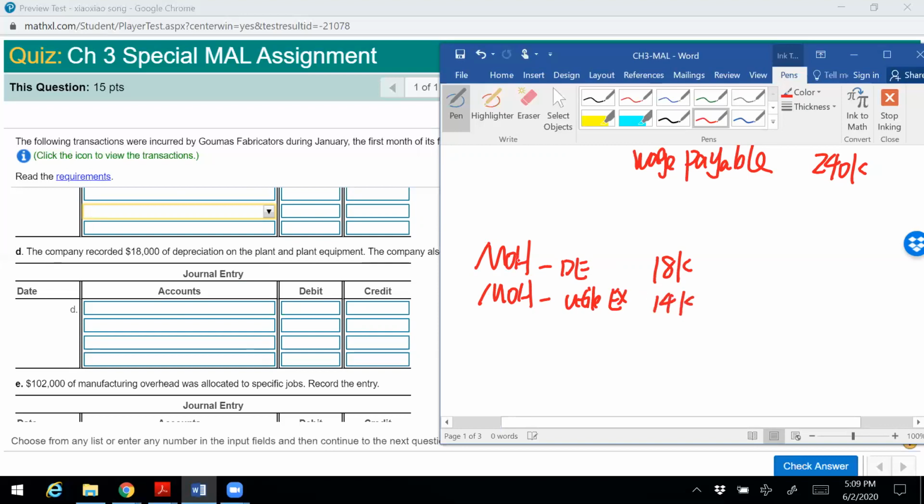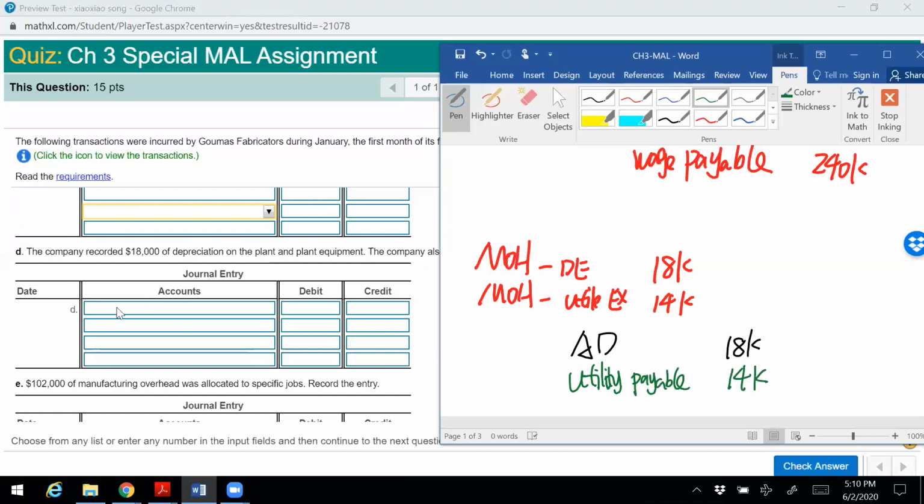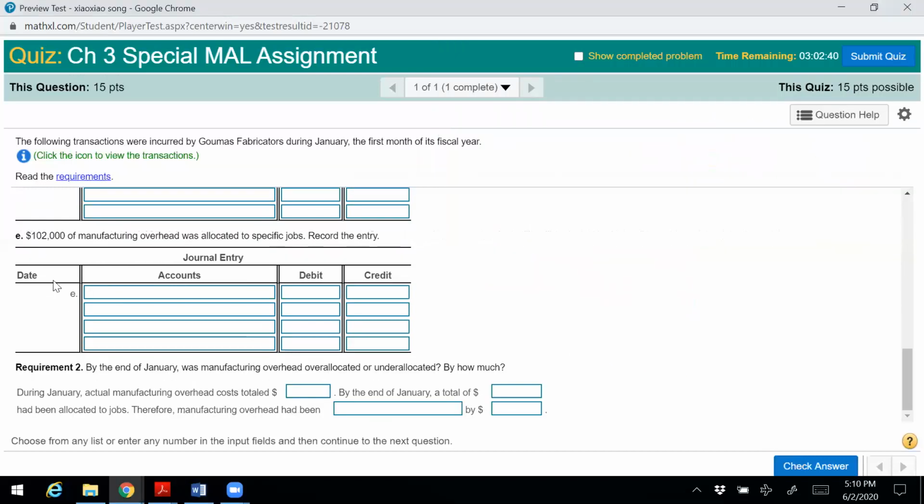Remember, I said for depreciation, you don't have a depreciation payable. Instead, you have a contra account called accumulated depreciation, 18,000. And for the utility, you just have utility payable, 14,000. Okay, next one, almost the last one.